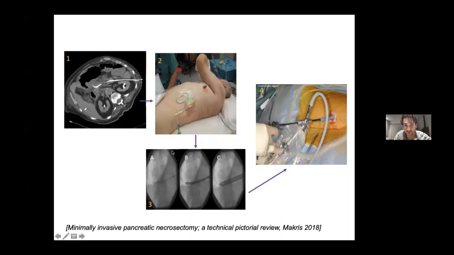If we want to do a necrosectomy, we'd upsize this drain to a 30 French sheath, which is about as thick as your thumb. And you can see in this picture on the right there's a very small scope, which is in this case a nephroscope. We can go into that sheath, and with the second instrument, which is a little grasper, we can take necrosis out.